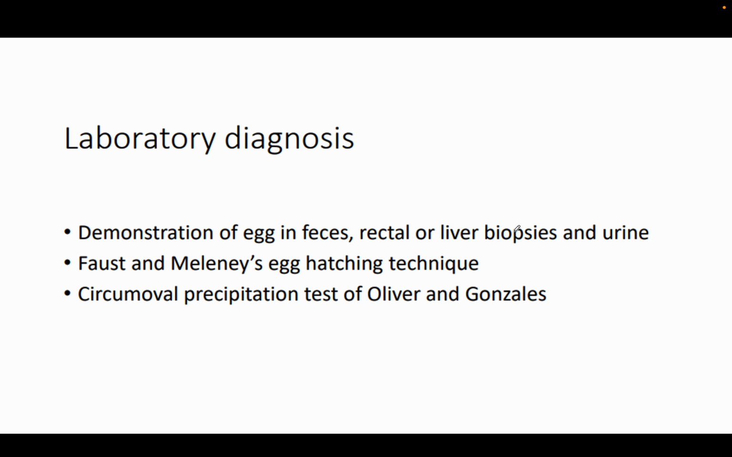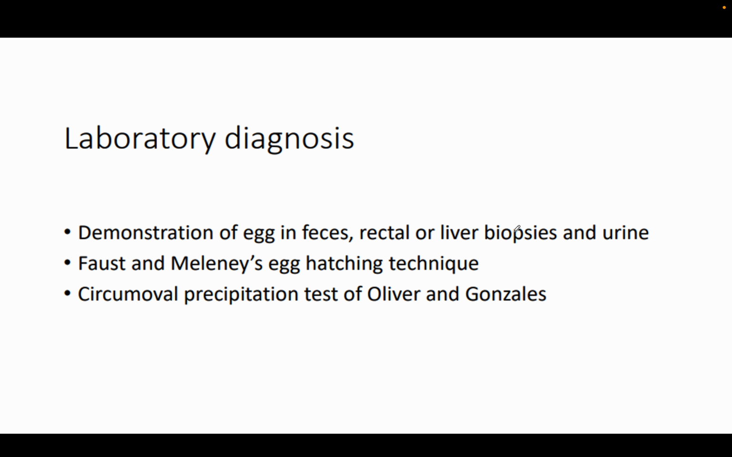Okay. So how do we diagnose the parasitic infection in a definitive human host? Similar to other species of Trematoda, demonstration of eggs in feces or other samples such as rectal or liver biopsies and urine are important. So it's a definitive indication of parasitic infection.